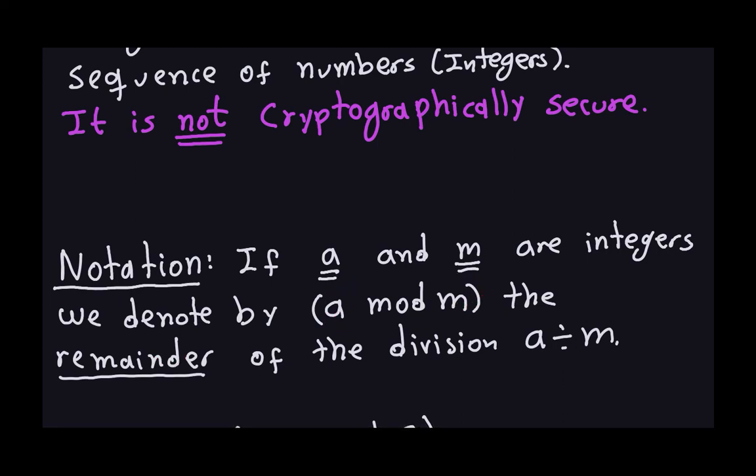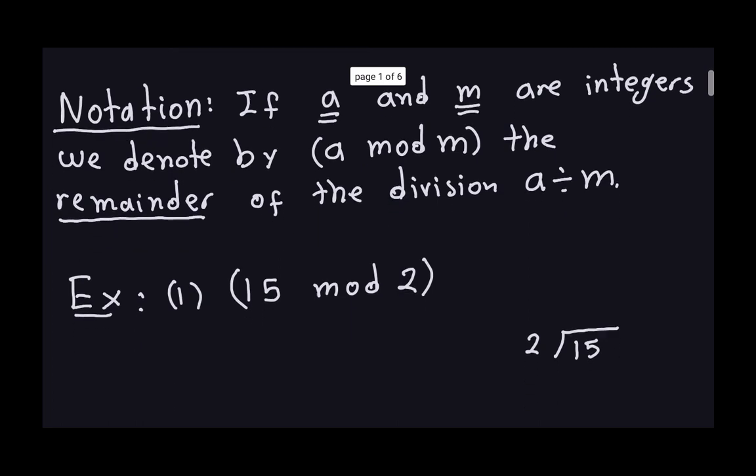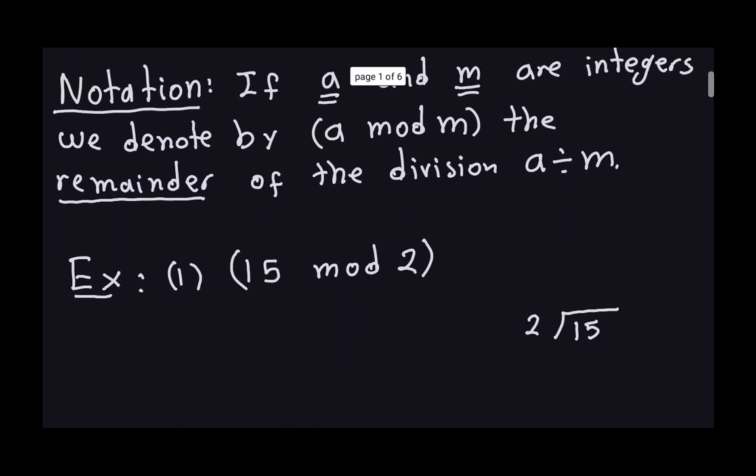So this is just a notation here. It denotes the remainder. Whenever you see this, it denotes the remainder of this integer divided by this integer, whatever the remainder is of that division. So let's see a couple of examples. Let's say I want to compute 15 mod 2. Basically, I have to take the number 15 divided by 2. Whatever the remainder of that division is, that is this number.